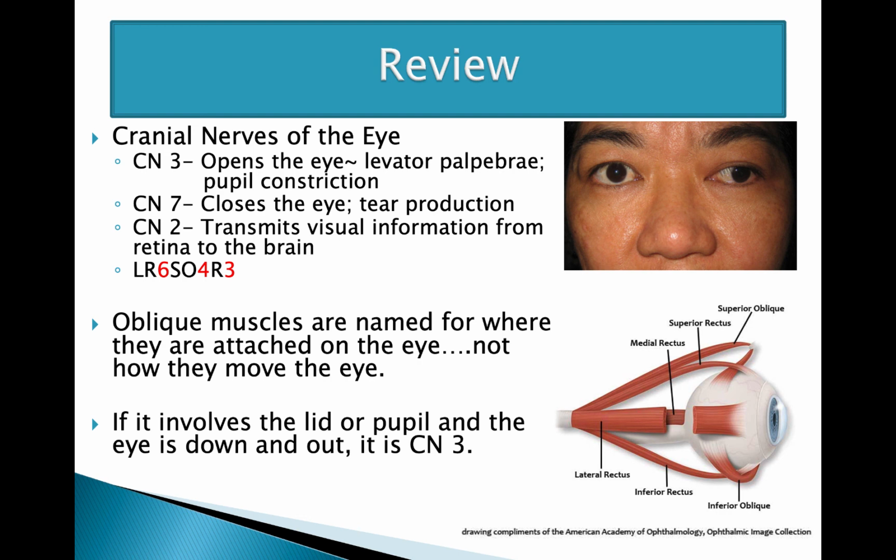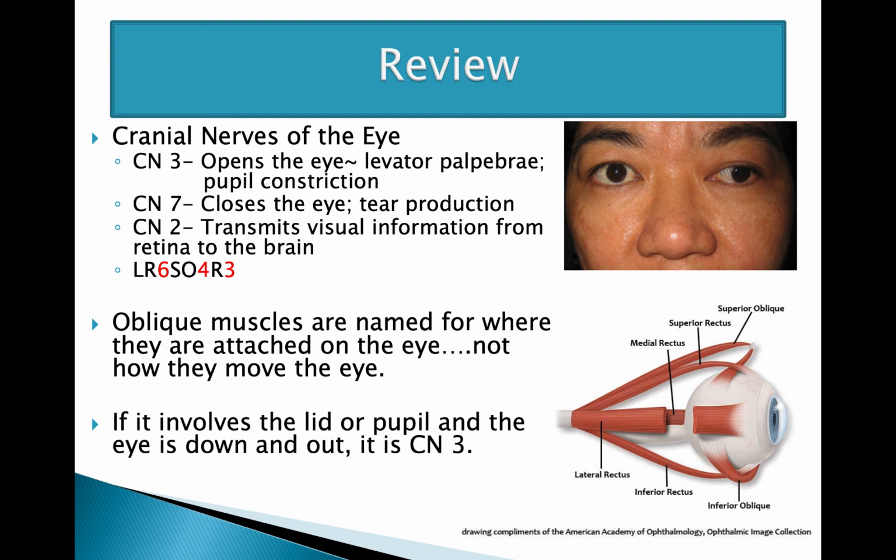Cranial nerve 3 opens the eye by innervating the levator palpebrae muscle, and it is also responsible for pupil constriction. Cranial nerve 7 closes the eye and is responsible for tear production. And cranial nerve 2 transmits visual information from the retina to the brain.